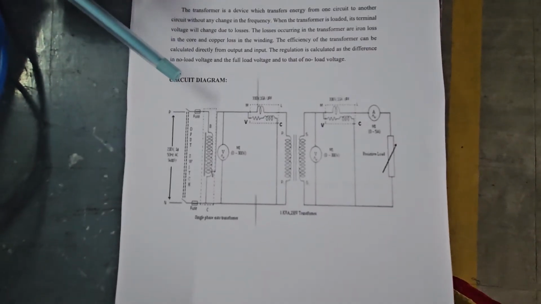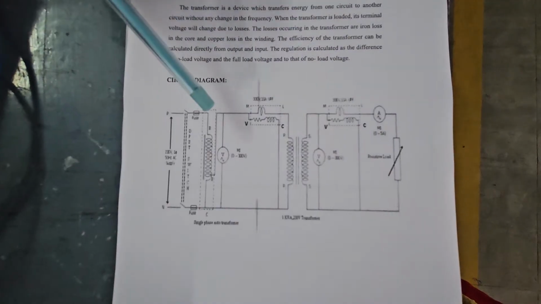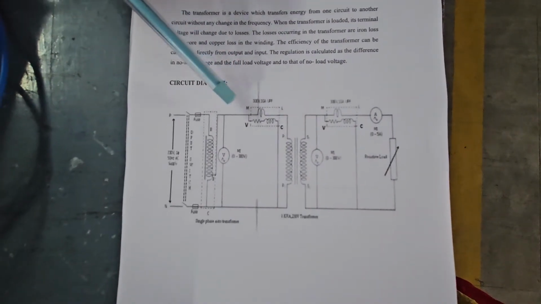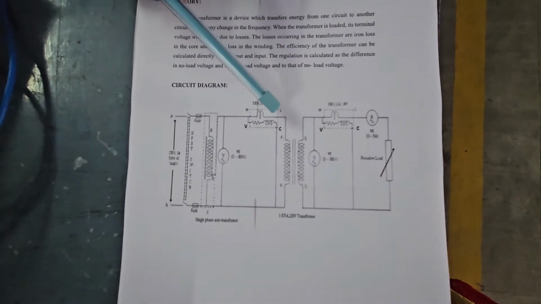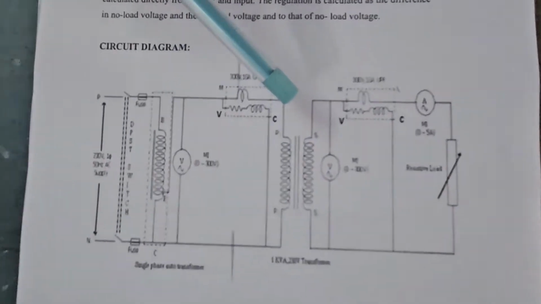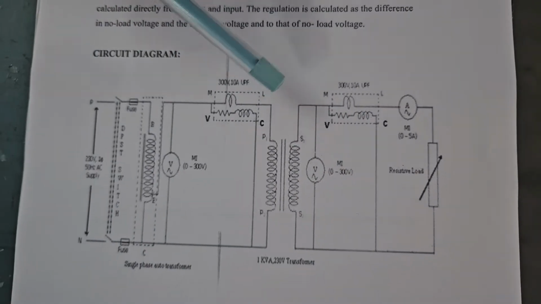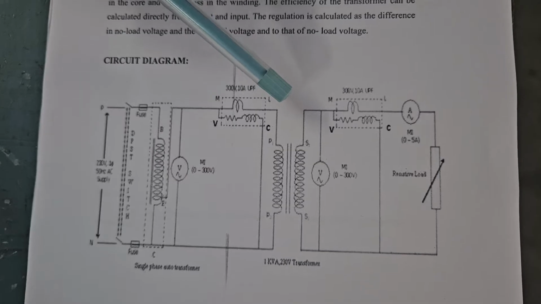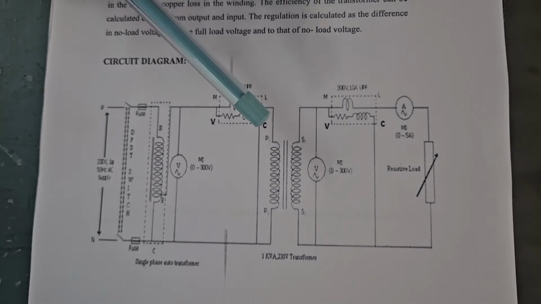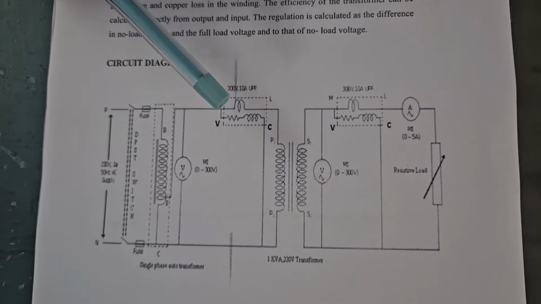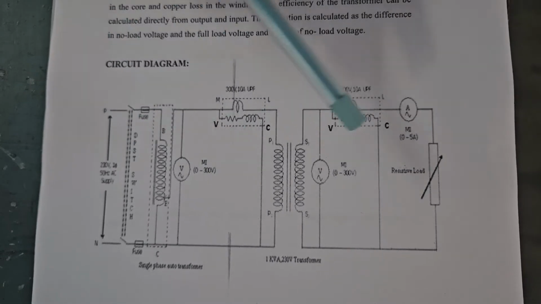So now, first we'll try to understand the circuit diagram for performing this test. And we know that the objective of the experiment is to perform a load test on a single phase transformer in order to find out efficiency and voltage regulation. And we know that a transformer is a device which will transform AC electrical energy from one circuit to another circuit.